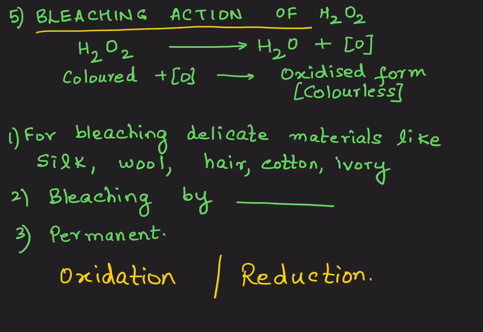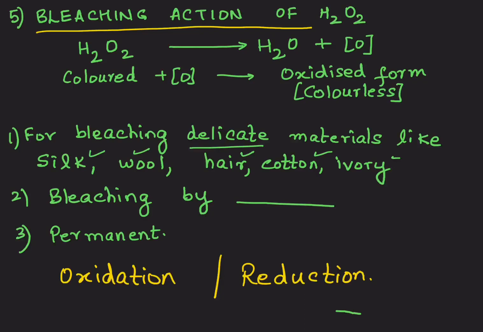What type of substances can we bleach using hydrogen peroxide? We can bleach delicate materials like silk, wool, hair, you know, the color. The hair coloring that many people apply, in fact, you use a coating of hydrogen peroxide followed by the color. So the hair is first bleached and then colored. Cotton, ivory, etc. So these can be bleached easily with hydrogen peroxide without damage to them.